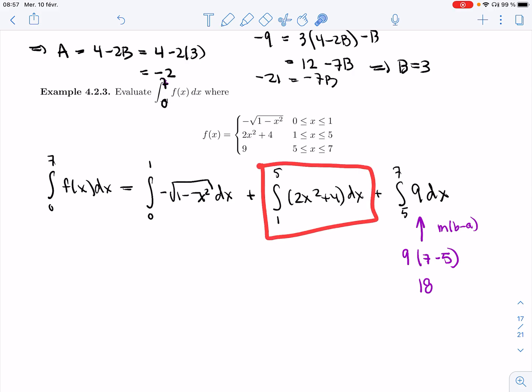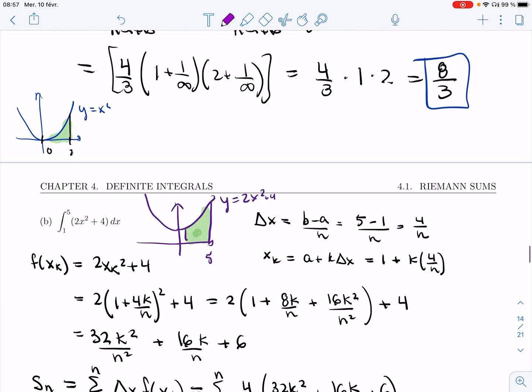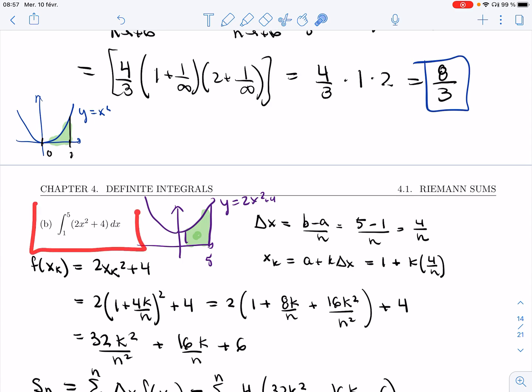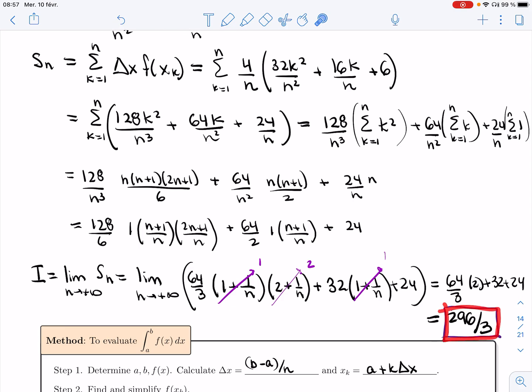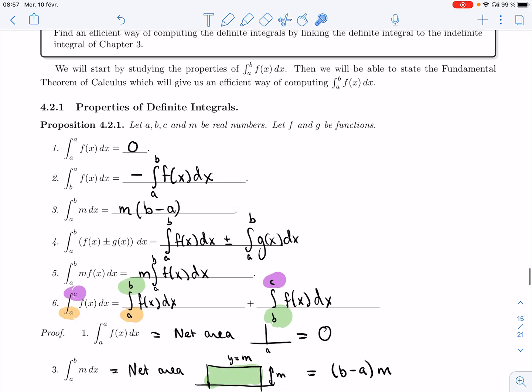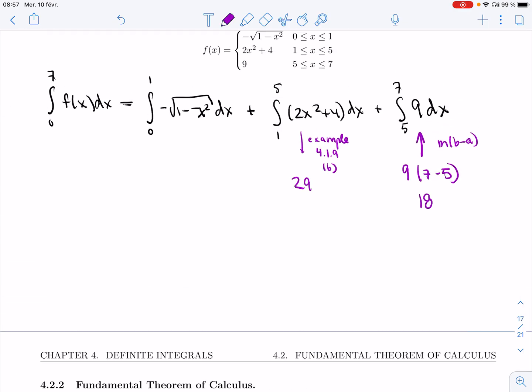This one looks like the worst, but we've already computed it. This is what we did in example 4.1.9 part B. Let me show you just to make sure you agree with me. Here it is. That's exactly the one we had here. In fact, I chose it, so it's 296 over 3. So this is 296 over 3, so let's not compute it again.